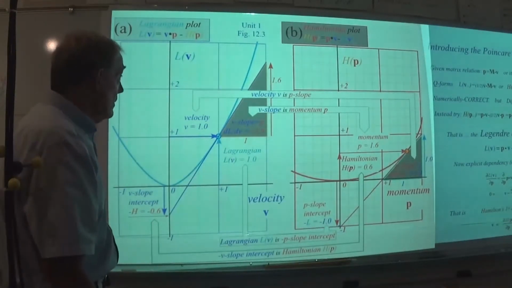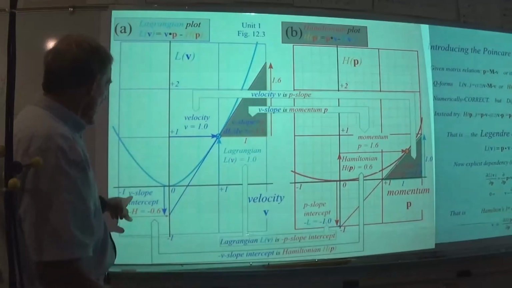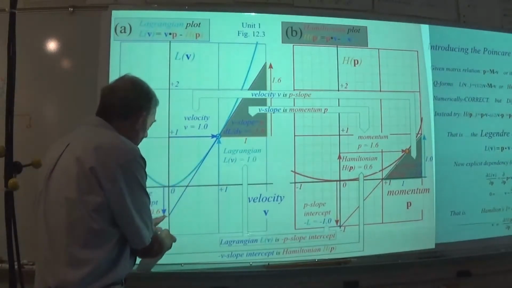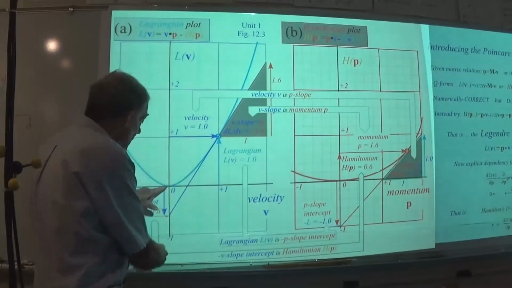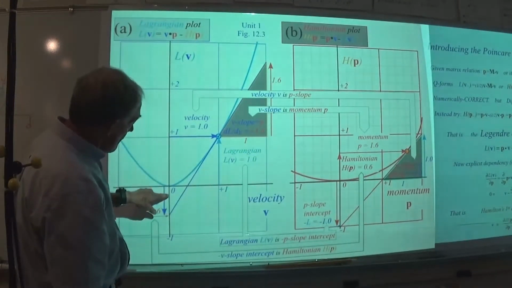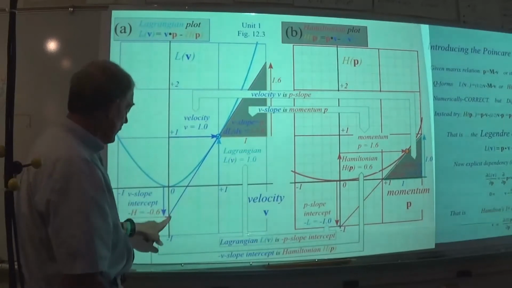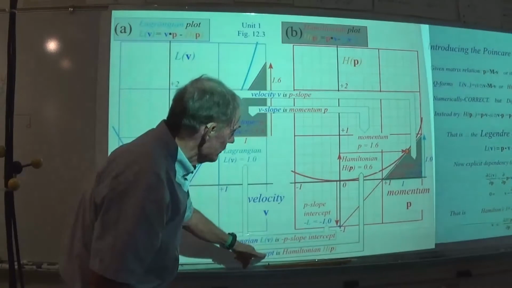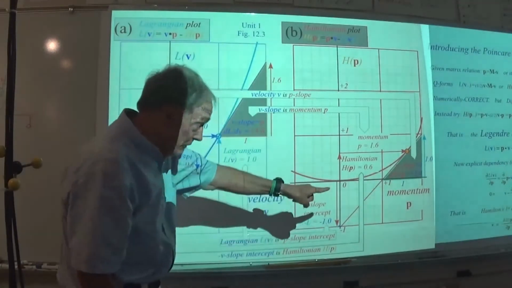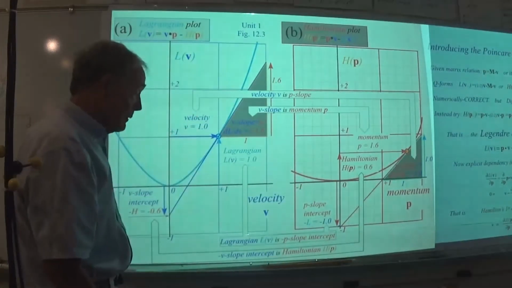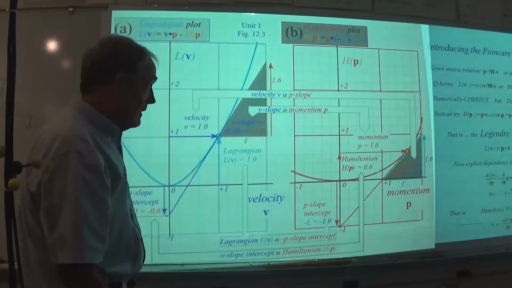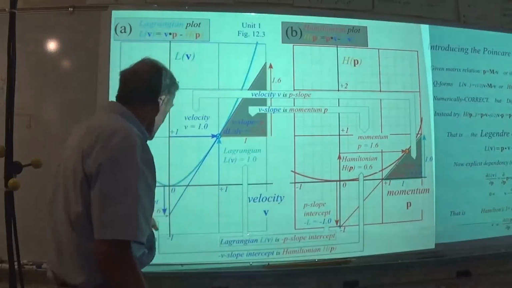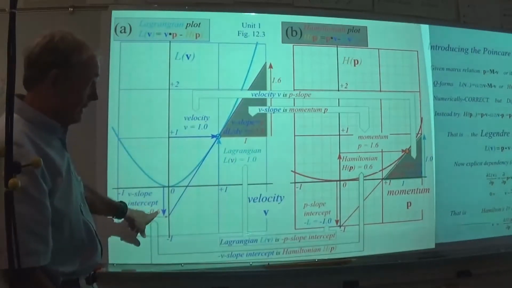Okay? So the connection is that the V slope intercept, where this guy meets right here, is minus 0.6. Okay, the V slope intercept is equal to the Hamiltonian at the corresponding point. The corresponding Hamiltonian at this point is 0.6, which matches the intercept except for a minus sign.